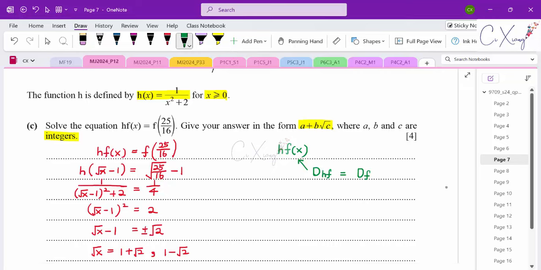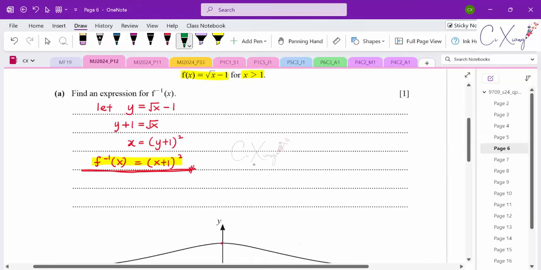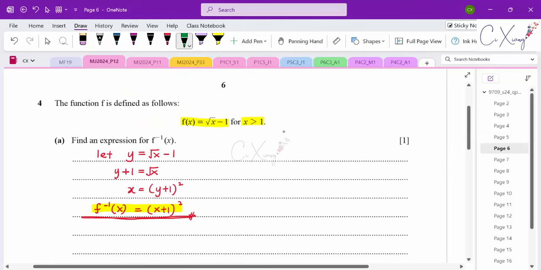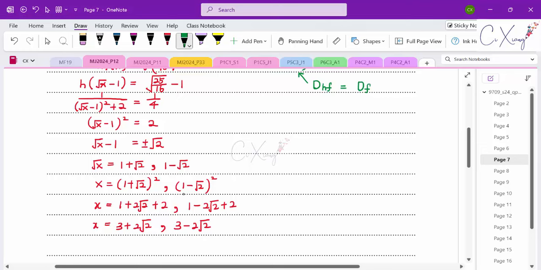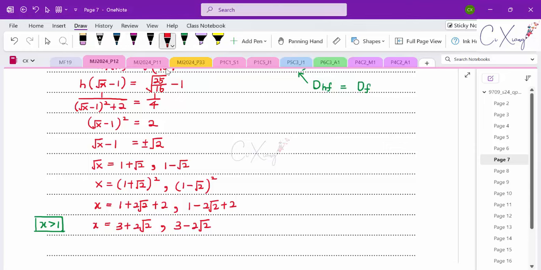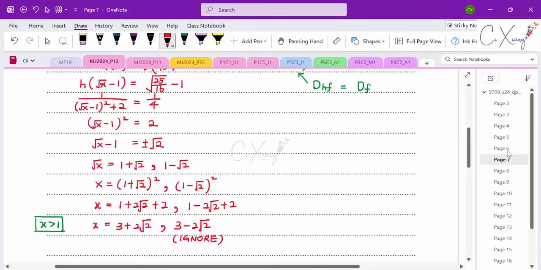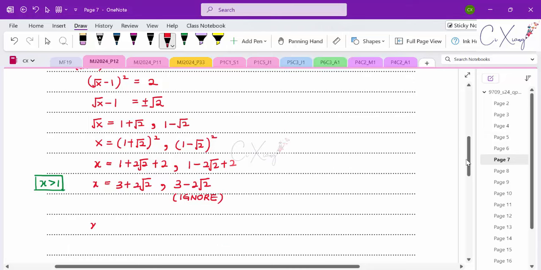So domain of the function f. What is the domain for the function f in this case? It is x greater than 1. That means for all the values of x that you get from the composite function, you have to make sure that x is greater than 1. Okay, so double check your answer here. You got two answers in this case, right? Which answer gives you a value larger than 1? If you use the calculator, you realize that this value is 0.7 something only, which is less than 1. So you have to ignore this answer. And eventually, we have only one complete answer for this case, which is x equals 3 plus 2 square root 2.